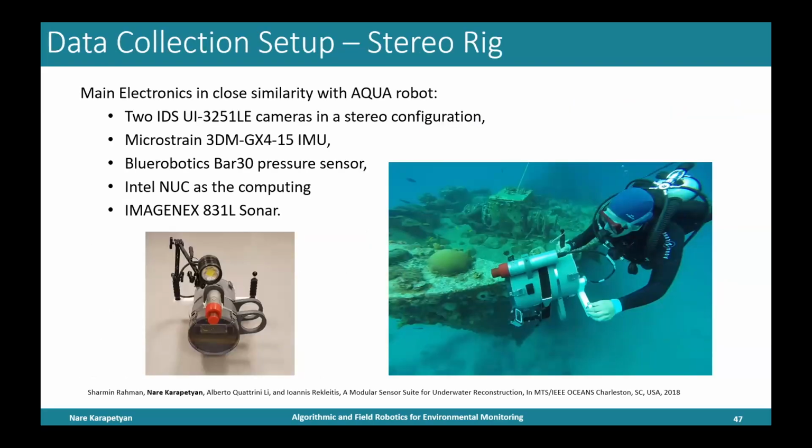We didn't have any available ready-to-use data, so we had to collect all of the data ourselves. We have built a stereo rig system in our lab that has the stereo configuration for the cameras. It has the IMU, pressure sensor, and internal computing power on the sensor. And we also used sonar to collect all the data. This is a handheld system. It's very similar to the underwater robot that you saw on the very first slide, but it does not have any actuation. But this is very handy to collect all the underwater data.